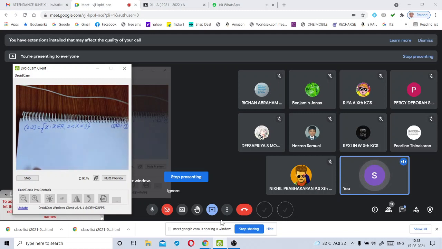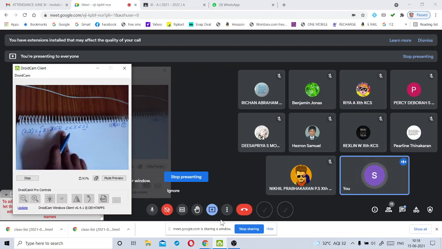Understood this point, my dear children? Understood this interval? Yes, sir. This is called interval notation of the subset of real numbers. This is called set builder form. We can write every interval in the set builder form like this. Okay, my dear children.